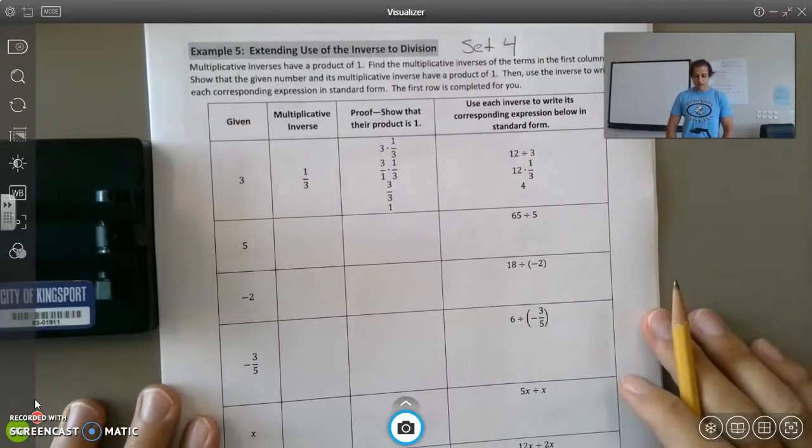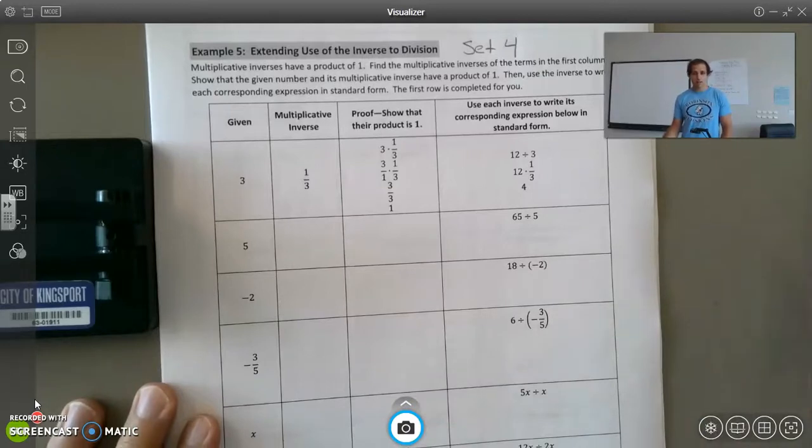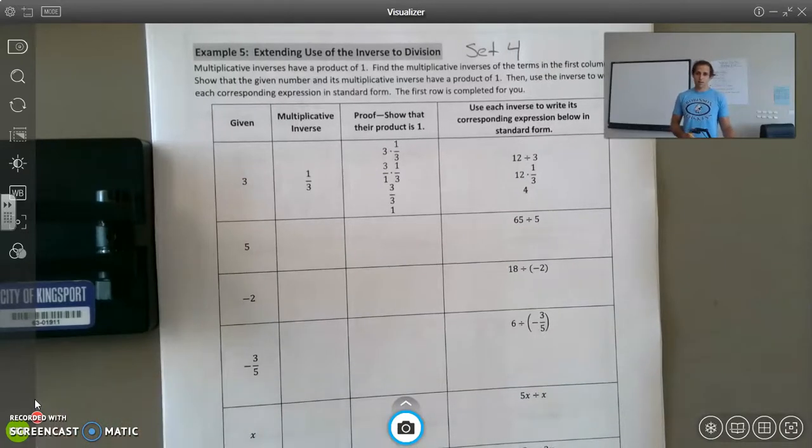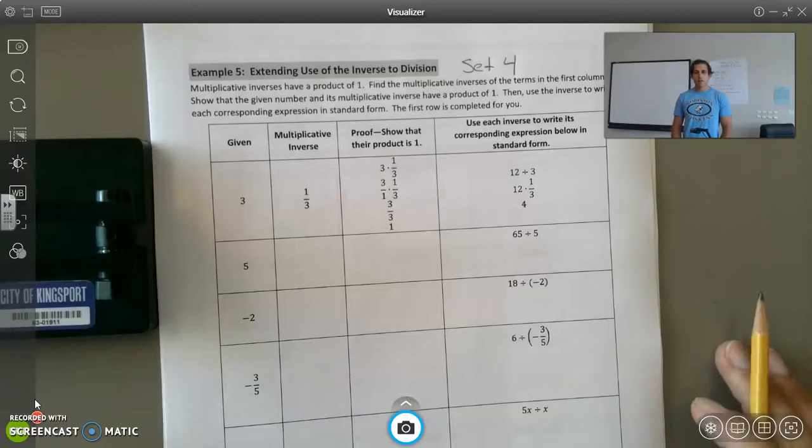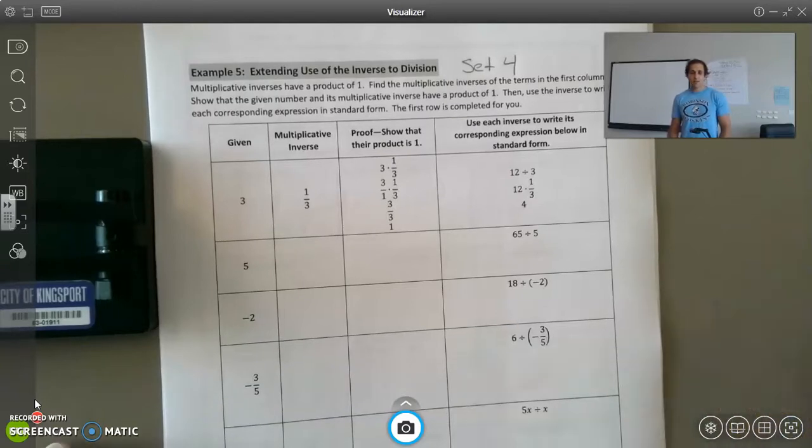Now, in order to do the second part of this lesson, we need to have a review on multiplicative inverse this time. First, we looked at additive inverse, the idea that if I add the opposite, that's the same as subtraction. Well, we need to strengthen this idea that whenever I multiply by the reciprocal, or multiplicative inverse, that's the same as division.